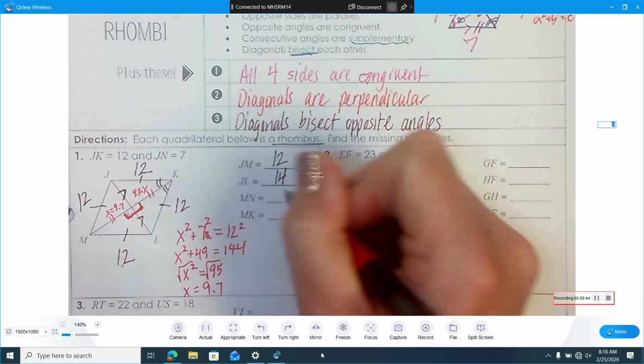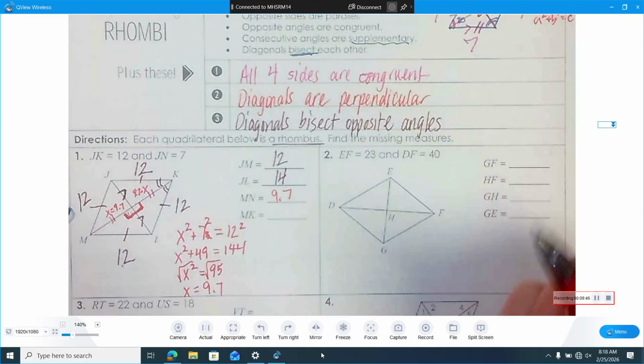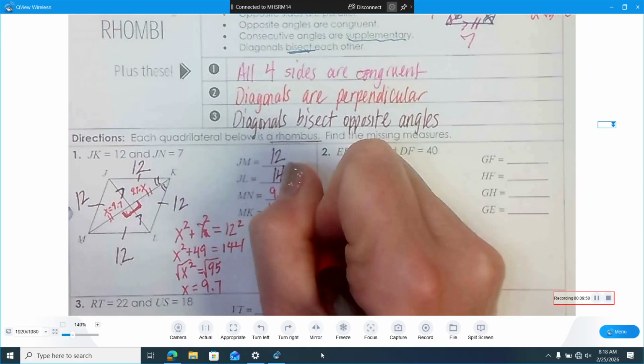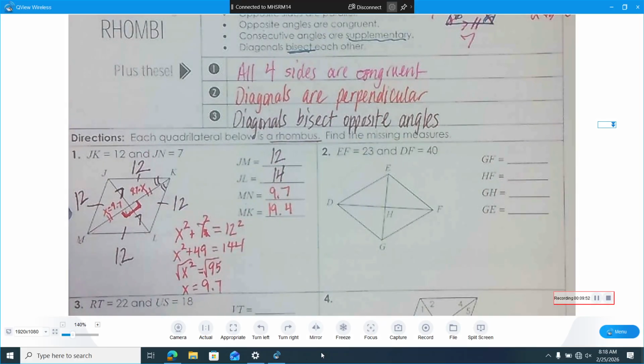So MN is 9.7, which means MK would be 19.4. And how'd you get 19.4? Yeah, 9.7 times 2, or 9.7 plus 9.7. Excellent. Okay.